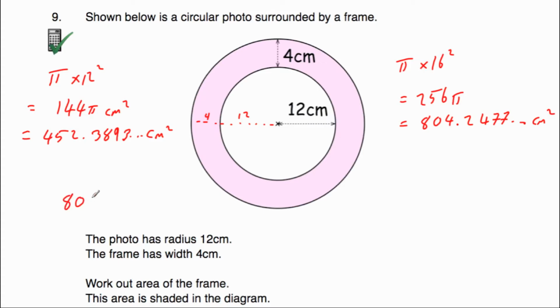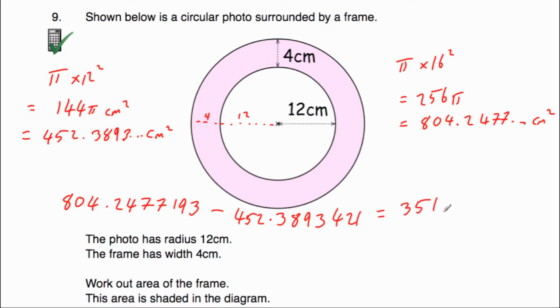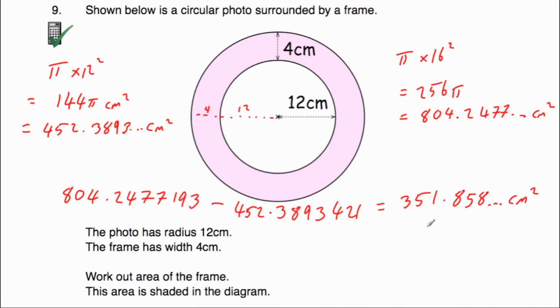So we could use our 804.2477193 and take away the area of the smaller circle, which was 452.3893421, and we take those away, we get the area of the shaded region, which would be 351.858 and so on centimeters squared. Or if we wanted to give it to two decimal places, 351.8, and then we've got 58, so we would round that up to 86 centimeters squared.